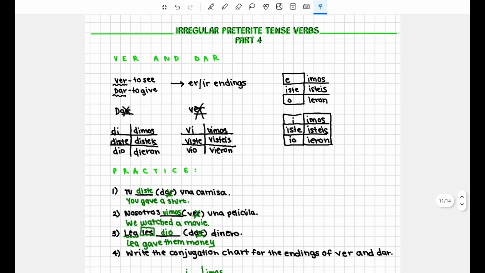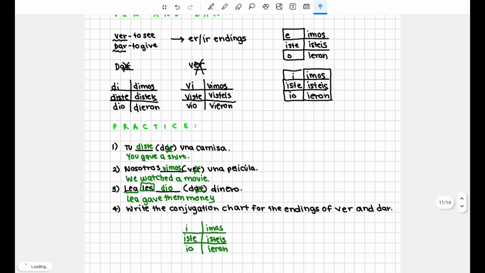In part 4, we talked about the two verbs ver and dar, where these ones both just follow the ER, IR endings. So we just get rid of this and then add in our ending. So it would be vi, viste, vio, vimos, visteis, vieron, and di, diste, dio, dimos, disteis, dieron.